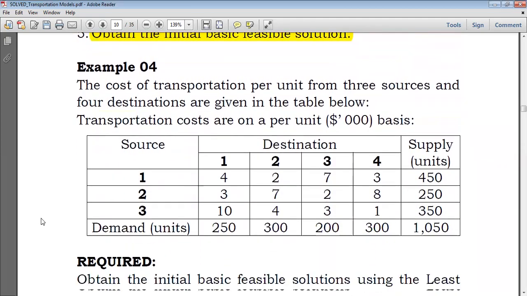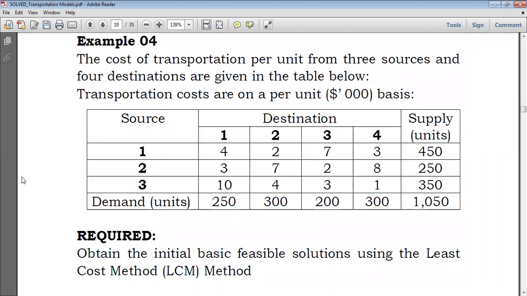Here we are, example 4. I advise you actually to take a look at the northwest corner method again in the previous video, because we are doing the same example. So it's nice for you if you compare the results.